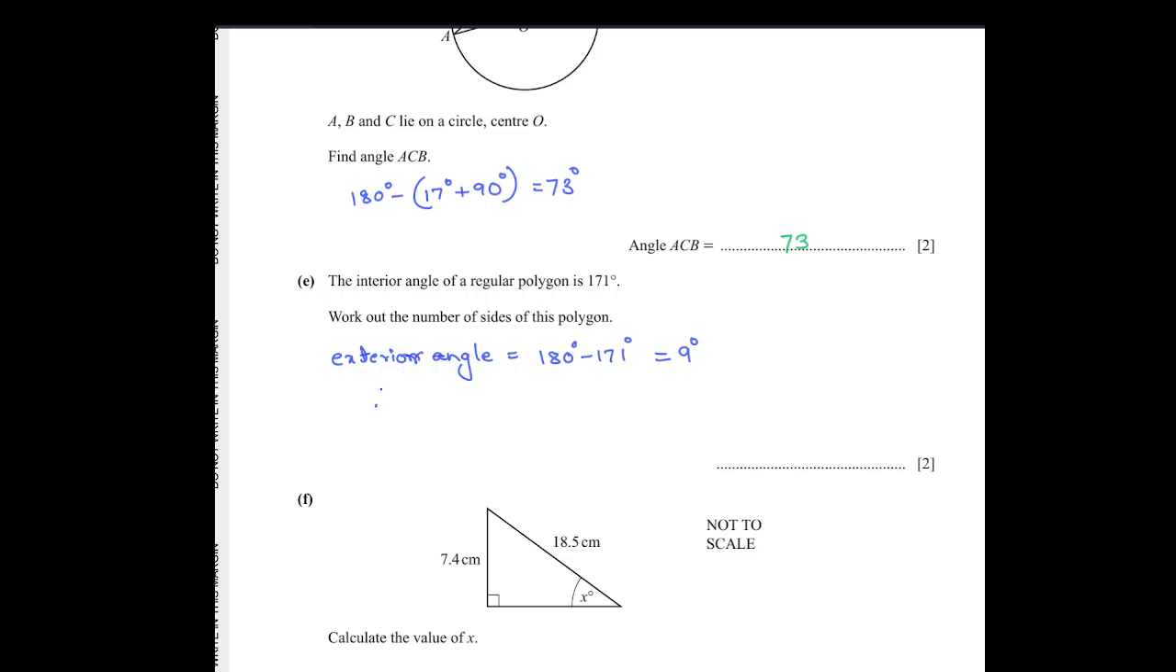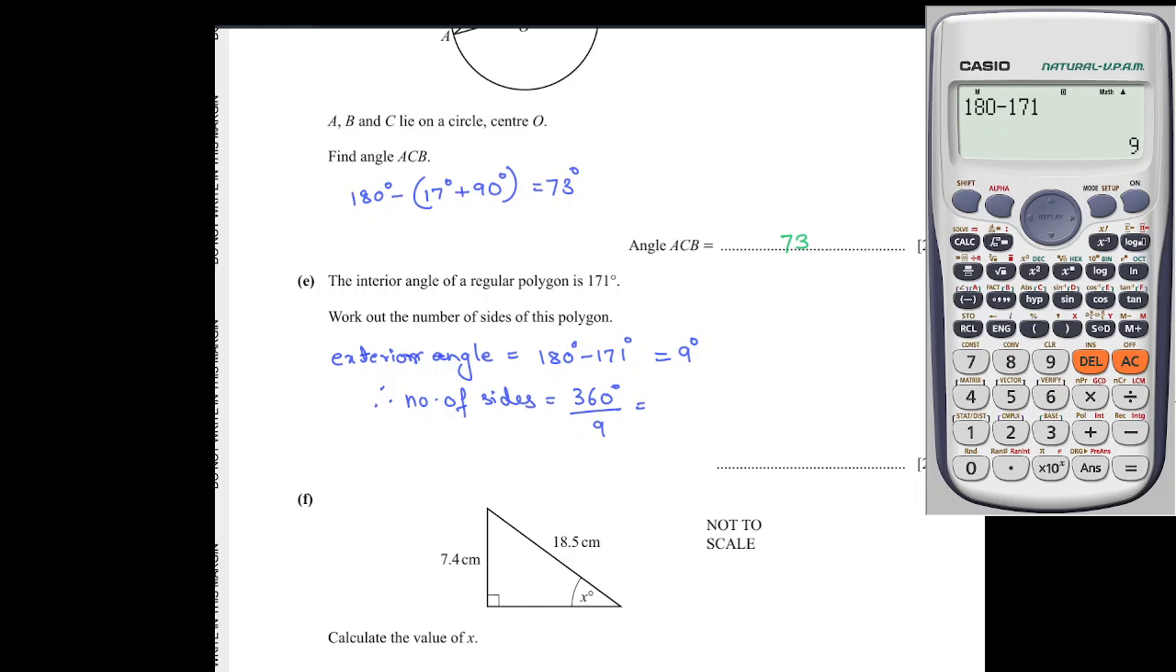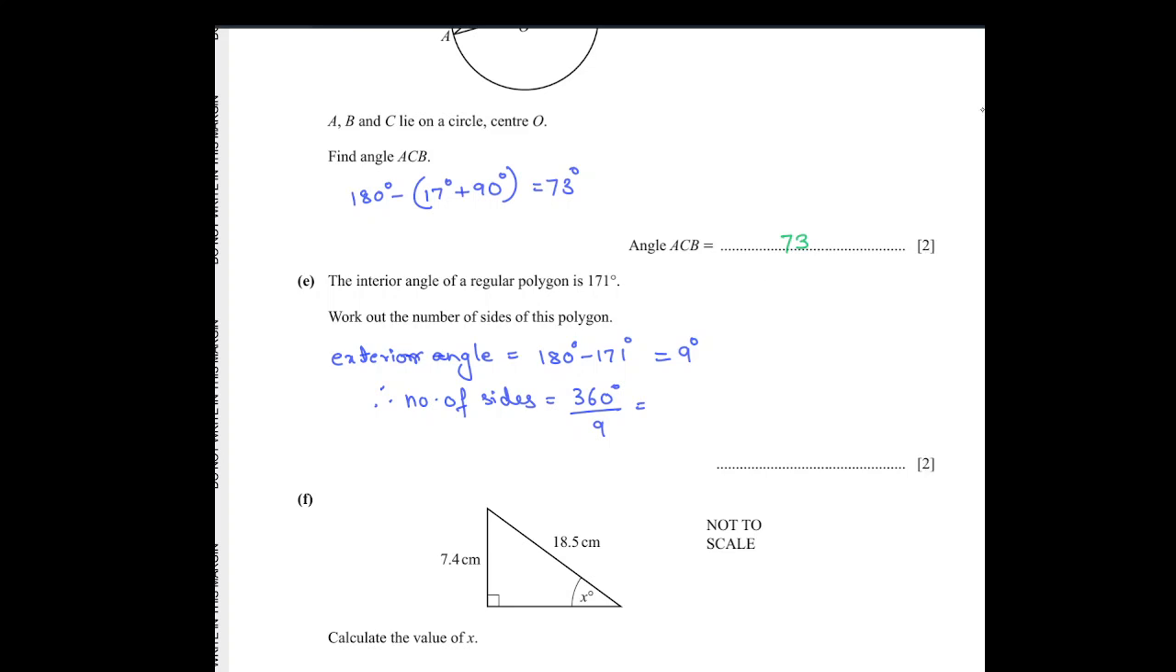So therefore number of sides will be 360 divided by 9, which will be 40. So it is a 40 sided polygon.